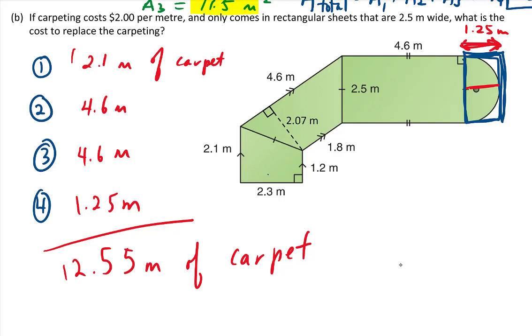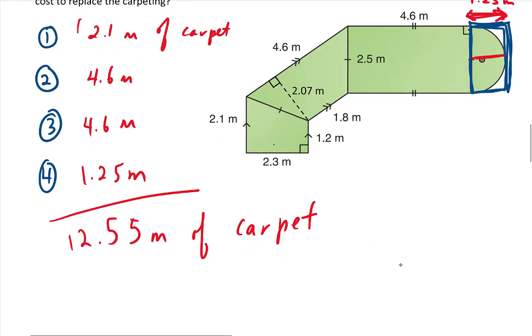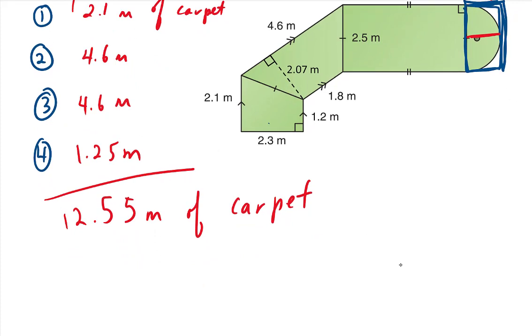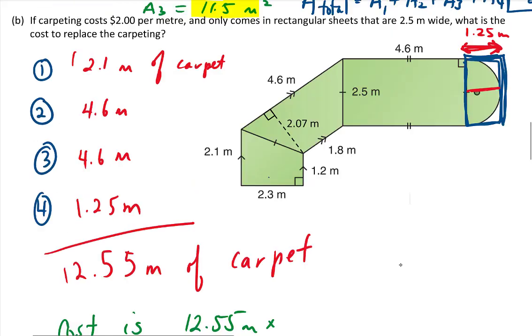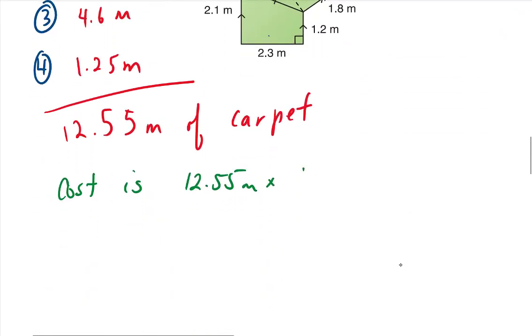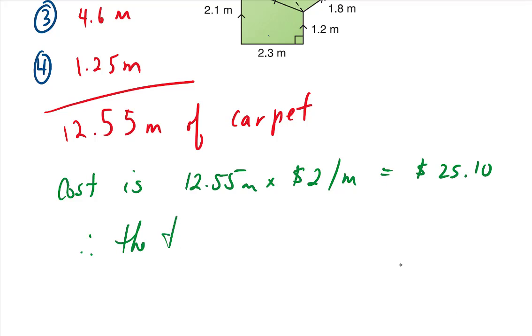Well, we need 12.55 meters, and it's $2 per meter. So let's figure out the total cost. We know we have 12.55 meters times $2 per meter equals approximately $25.10. So therefore, the total cost is $25.10.